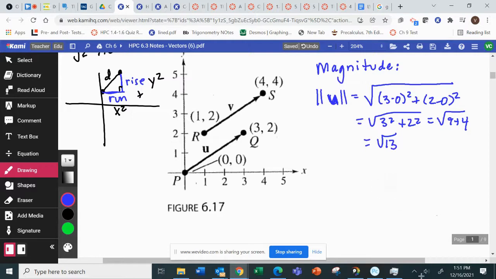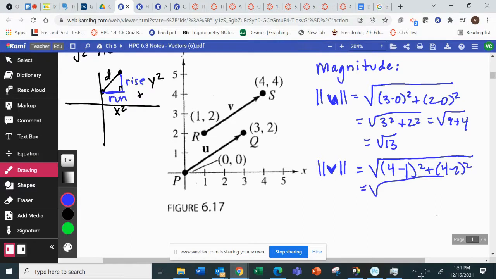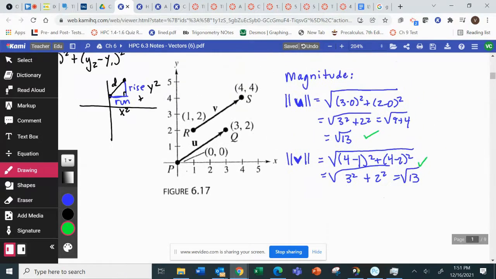So we'll do the magnitude of v. And let's see, we'll be doing 4 minus 1 squared plus 4 minus 2 squared, which is 3 squared plus 2 squared, which is square root 13. So we have the magnitudes being totally the same. Then we have to show that the direction is the same.